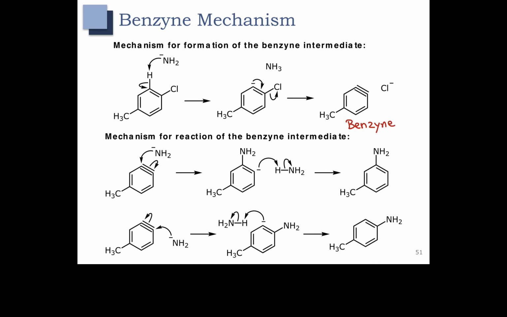The resulting intermediate has a negative charge in the benzene ring. The negative charge then picks up a hydrogen from ammonia. So this is just a proton transfer step to form our product. In the bottom example, notice that what happened was because of the location of the negative charge, we get a different product. So the benzyne can be attacked on either side, and that could potentially give us multiple products.